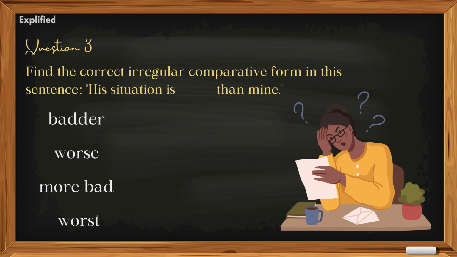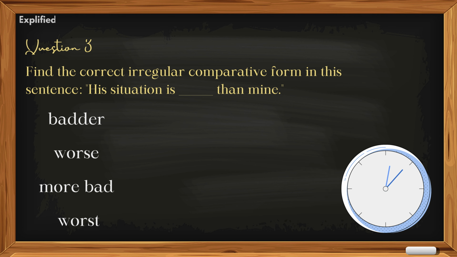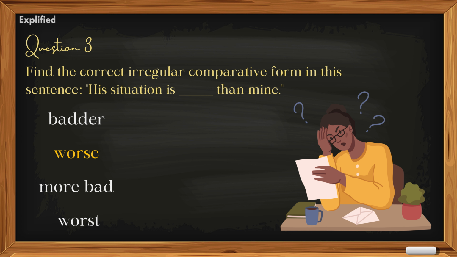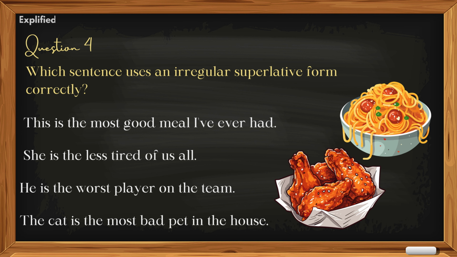Question 3. Find the correct irregular comparative form in this sentence. His situation is dash than mine. Badder. Worse. More bad. Worst. Answer. Worse.